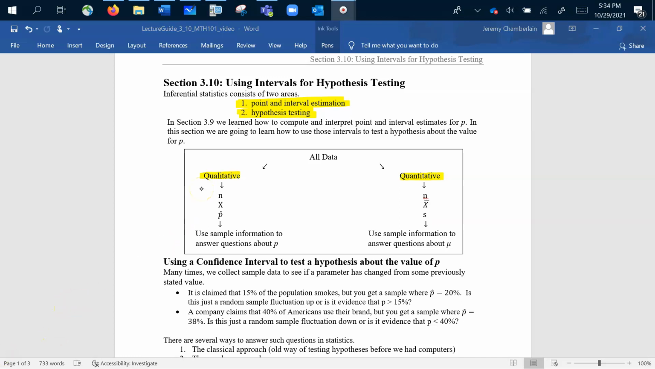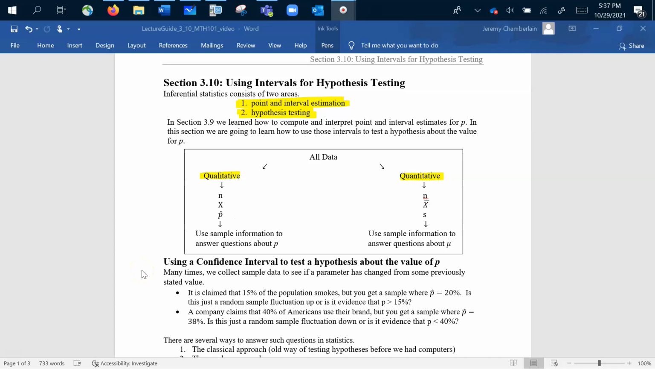Similarly, for qualitative data, you have a certain number of individuals in your sample, that's n. X summarizes how many of those individuals had the particular quality you were looking at. And p-hat is just a different way to summarize that. By taking x divided by n, you can find the sample proportion of those n individuals that had the quality or trait you were looking for.